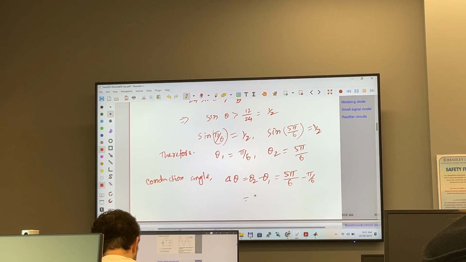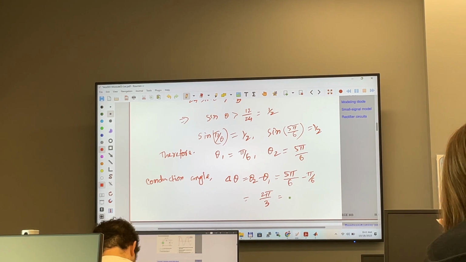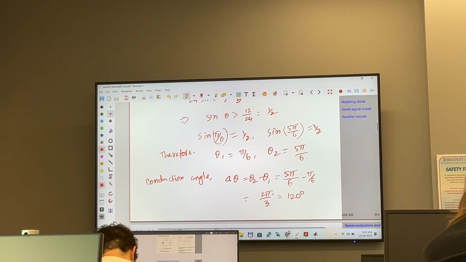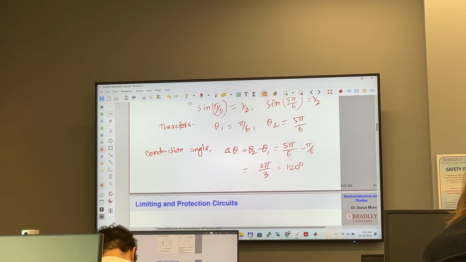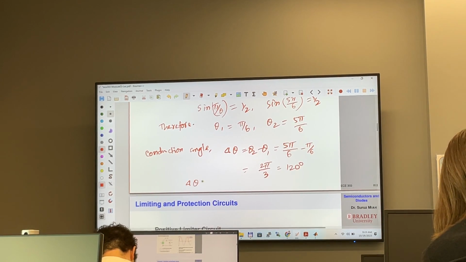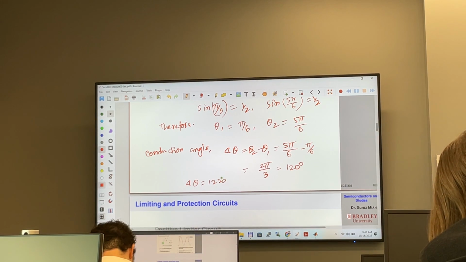It is going to be how much, guys? Yeah, 2 pi over 3. So how much is it in terms of degrees? That would be 120. So the conduction angle is going to be 120 degrees. So this is one answer: delta theta is 120.